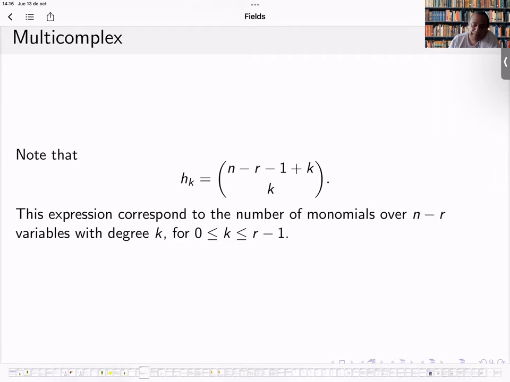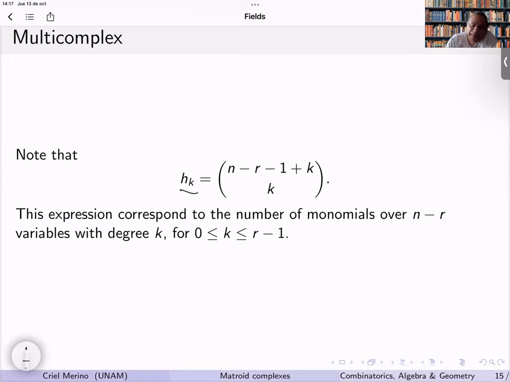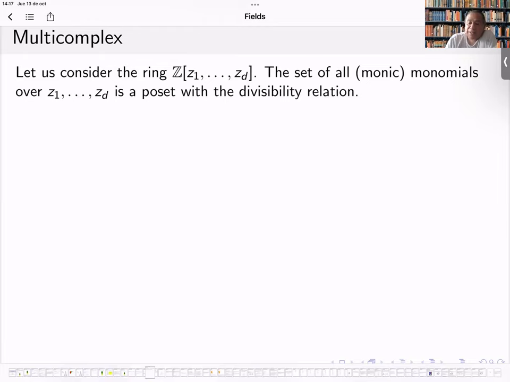And here is where another structure enters, the one of multicomplexes. For that, I notice that these terms h_k are of the form binomial(n-r-1+k, k). This expression corresponds to the number of monomials over n-r variables of degree k, where in this case k for the h-vector of the pavings is between 0 and r-1. So those are the monomials in the variables. For that, I'm going to consider the ring of integer polynomials over the variables, and I'm going to consider in this the set of all monic monomials over the variables as a poset.